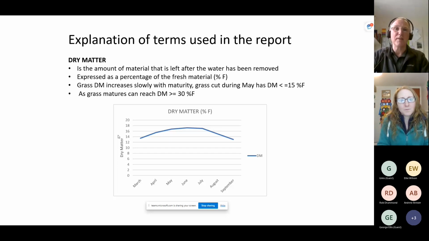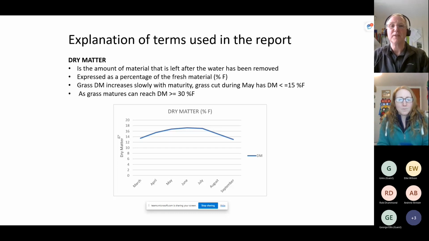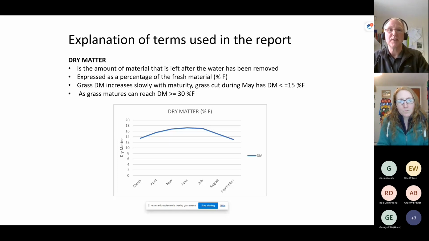So basically, dry matter. People think dry matter and think, this is an easy thing. Well, it's actually a lot more complicated than people think. Basically, it's that material that hasn't got water in it. So it's the amount of material that is left after the water has been removed. That sounds simple, but for a lot of people, it's hard to get their head around. So if you have a ton of material, which is 1,000 kilograms, at 30% dry matter, that's 300 kilograms of dry matter. That's just the way I look at it. So it's expressed as a percentage of the actual fresh material.